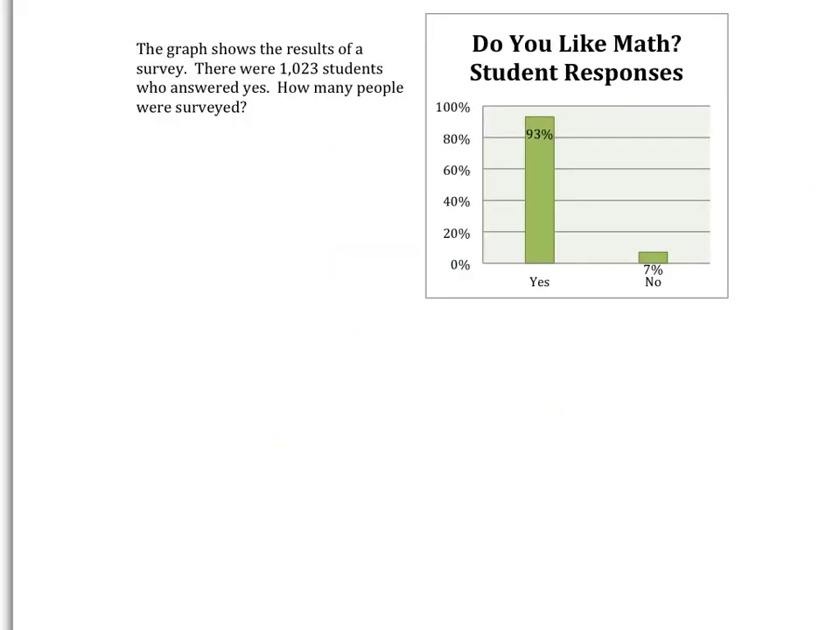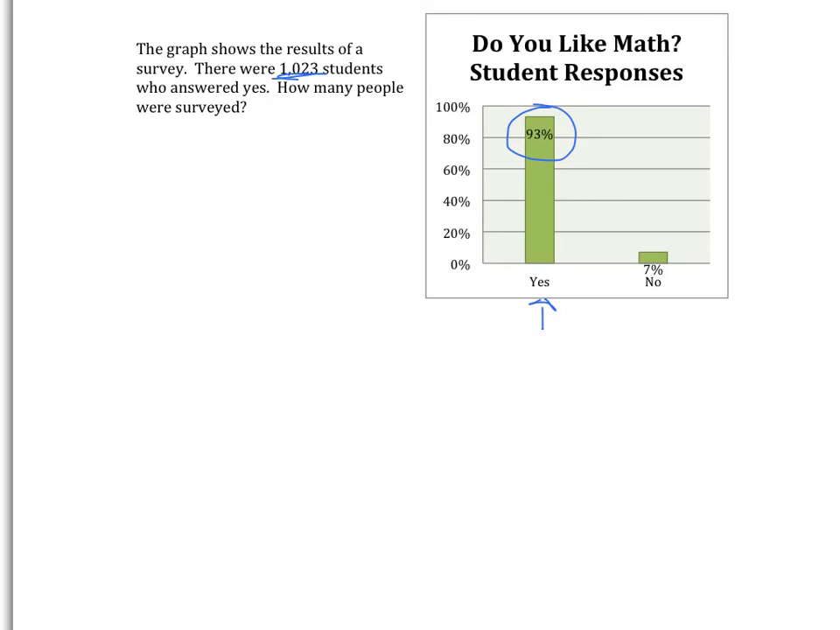I can use the equation format when working with graphs as well. Here, the graph shows the results of a survey. There were 1,023 students who answered yes. How many people were surveyed? Well, 93% of those surveyed answered yes. And I know that 1,023 students answered yes on the survey.